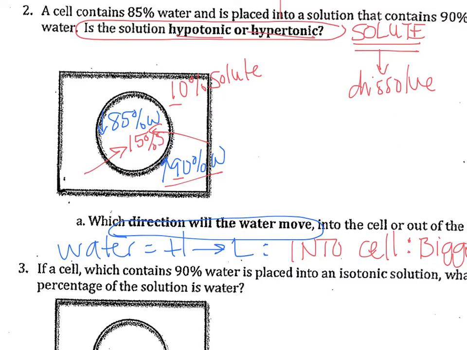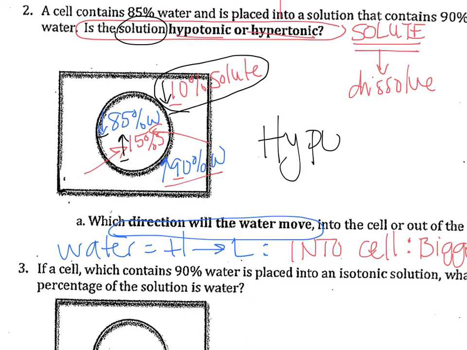And then I want to identify. 15 is high. Once again, you can just look. It's an inverse relationship. If water is low, we knew it had to be high. And 10 is lower than 15. So the solute concentration outside the cell, in the solution, which is what it's asking for, is low solute. If you're below the cell's concentration, therefore you are hypotonic. All right, so our solution in this one is hypotonic.